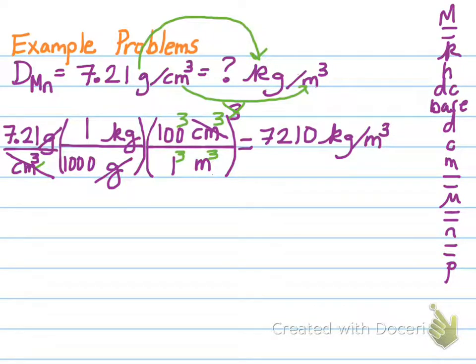To help you a little bit with how I put that in my calculator, I put that in my calculator as 7.21 times 100 caret 3, and then I hit enter.